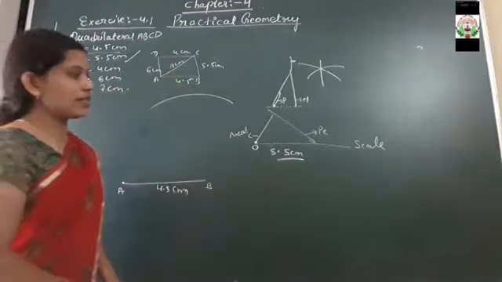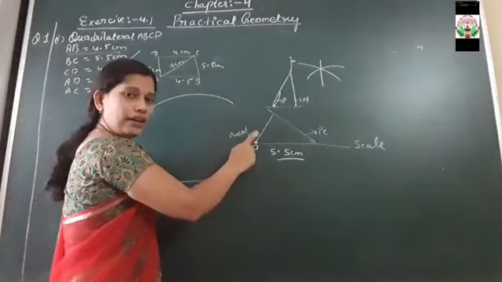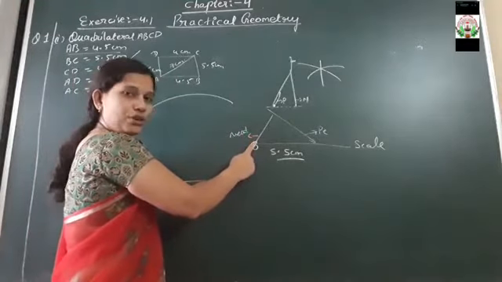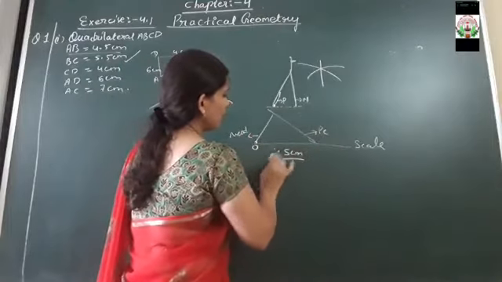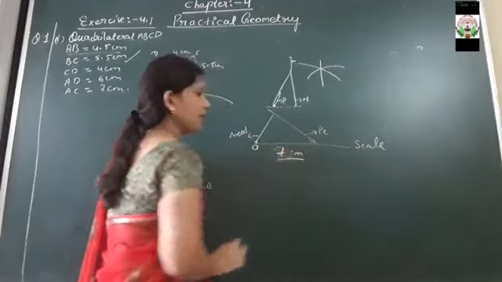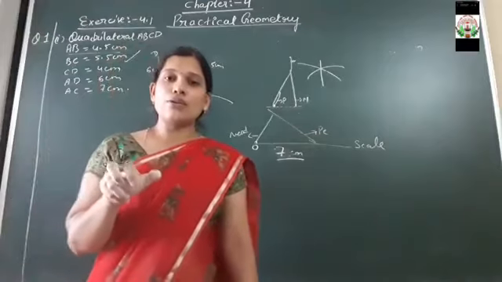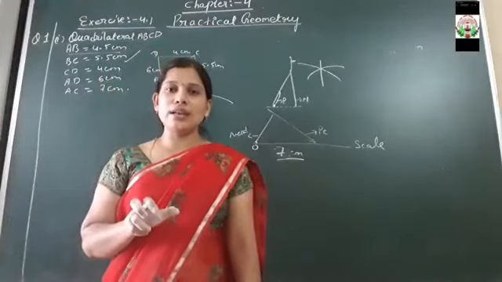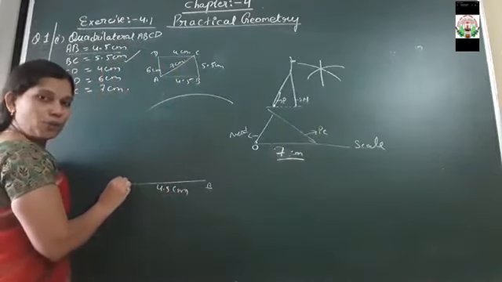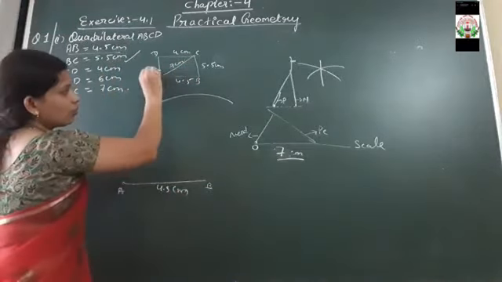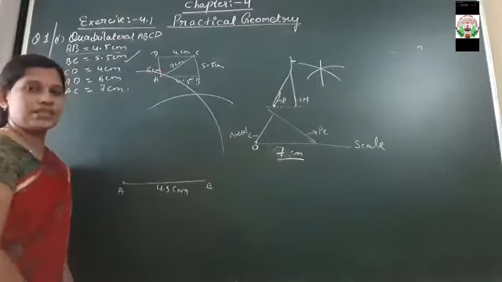So again by the same process, keep the needle at the scale 0, stretch the pencil part of the needle up to, how much? Up to 7 centimeter. That means on the mouth of your rounder you have to measure 7 centimeter. Okay, and after measuring, keep the needle at point A, draw an arc so that it intersects the first arc.